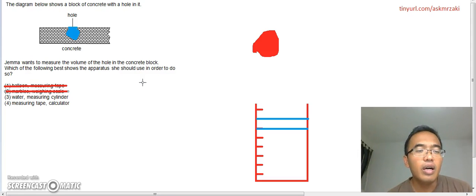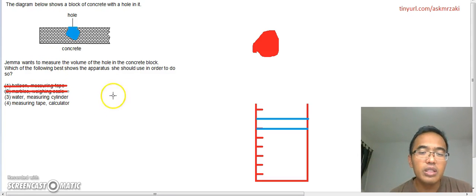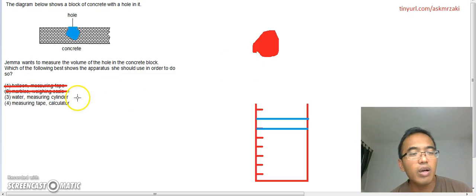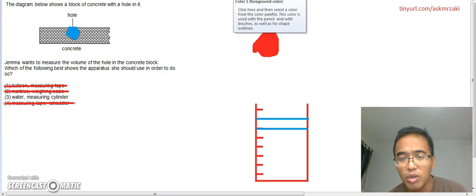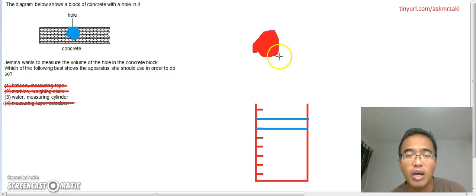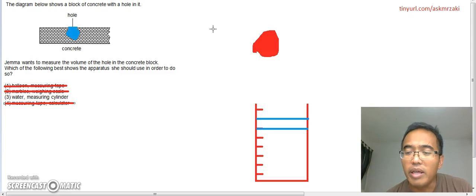You can use water and a measuring cylinder. This is what I'm explaining right now. Can you use measuring tape and a calculator? Well, if it's an irregular shape, your measuring tape would not help. You really can't tell which is the length, which one is the width, and which one is the height. So with that, the answer here is 3, and I hope you've understood my explanation.